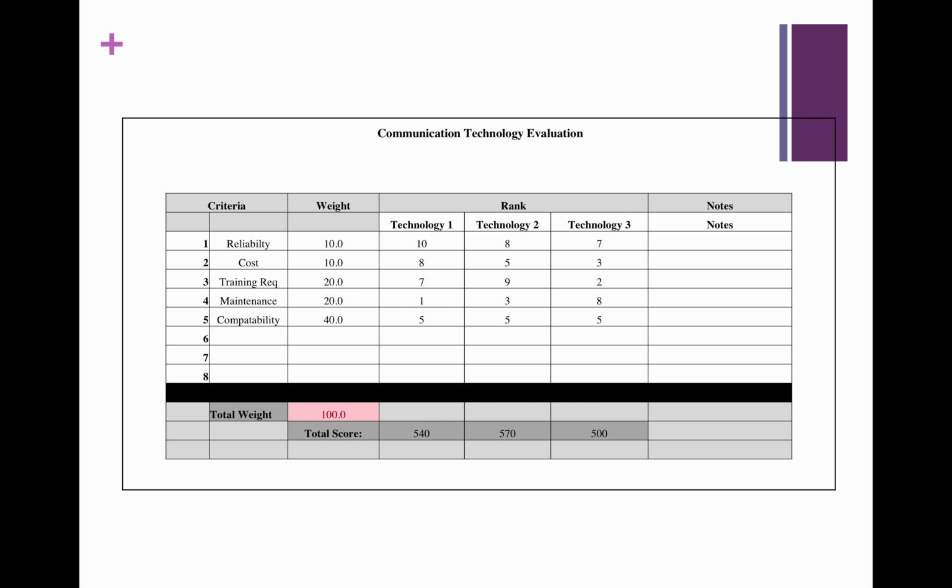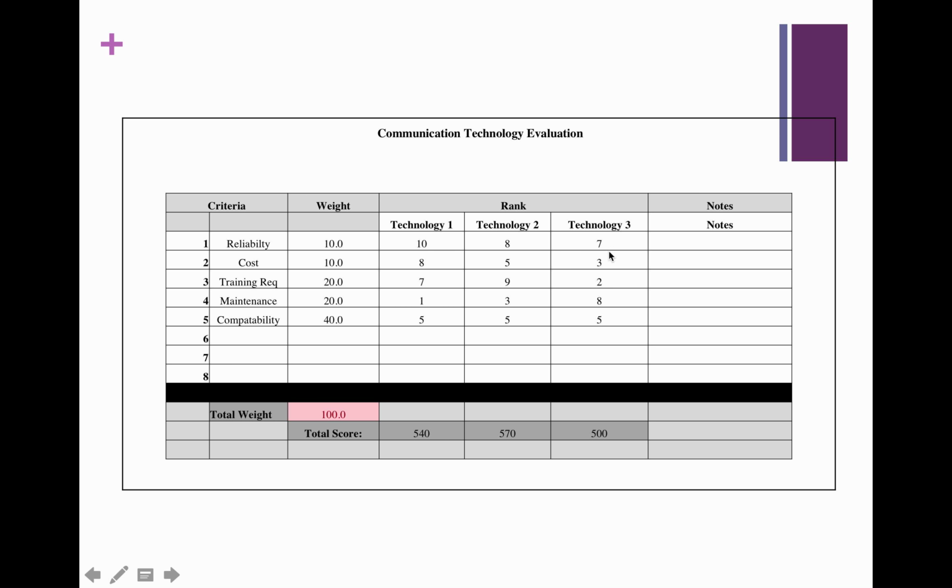You should probably have multiple people develop it, and there should be some consensus on how you get to these numbers and categories. The next thing you would do is actually provide rankings. So you'd pick, for example, here we picked 3 different technologies, and technology 1 gets a 10 on reliability and an 8 in cost.